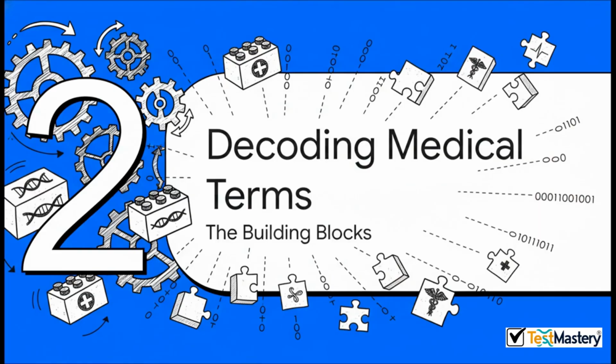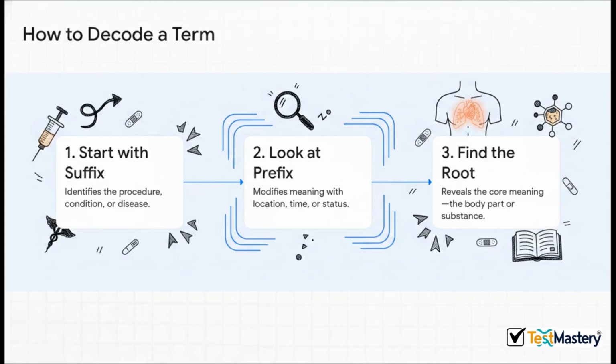Well, the secret is to stop seeing these big, complicated medical terms as single words. Instead, think of them like puzzles, made up of smaller, easy-to-understand pieces. Once you learn the pieces, you can figure out pretty much anything. Here is your simple 3-step process for decoding any term you run into, whether it's on the exam or a patient's requisition. Now, it might sound a little backward, but you always start at the end with the suffix. That tells you what's happening. Then you jump to the beginning for the prefix, which adds a little more detail. And finally, you find the root in the middle.